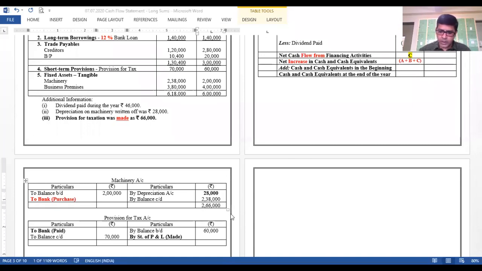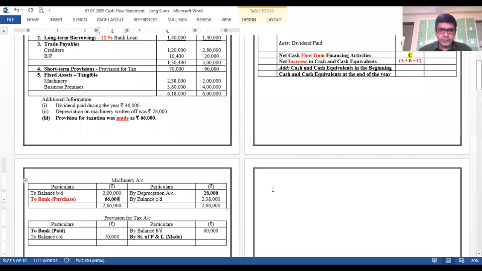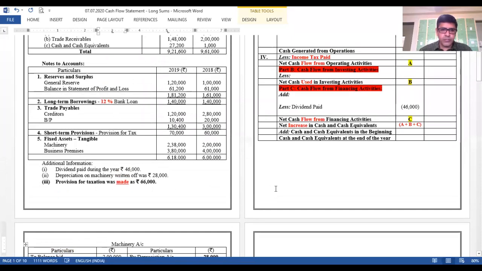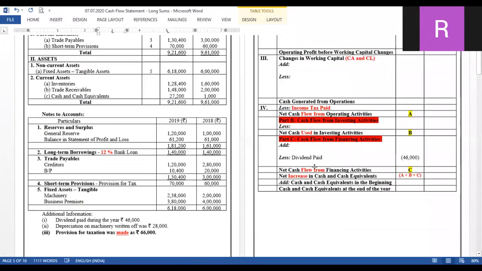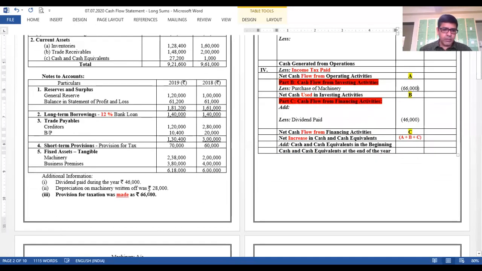And now get me the difference please. 66,000. Okay, so this is going to be the purchase of machinery, right? The second effect of purchase. Sir, less in investing. Okay, investing activity will deduct this. That's correct. Purchase of machinery, right? Okay, amount is 66,000, right?